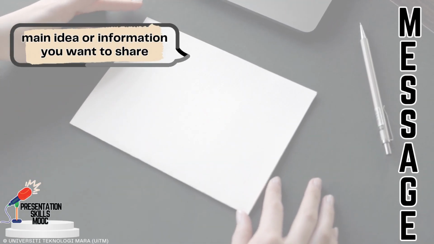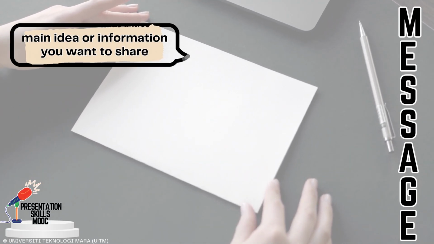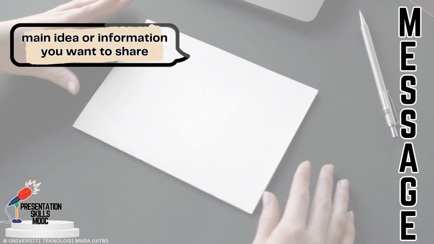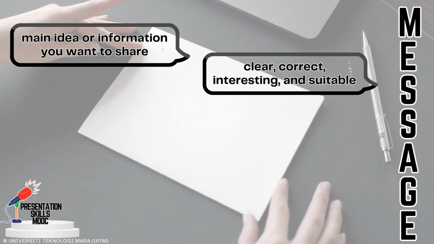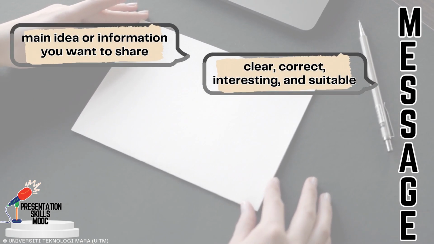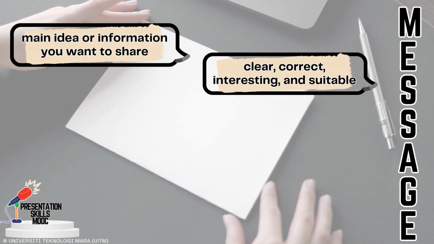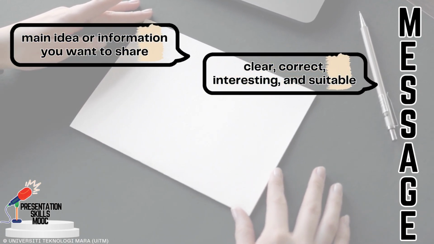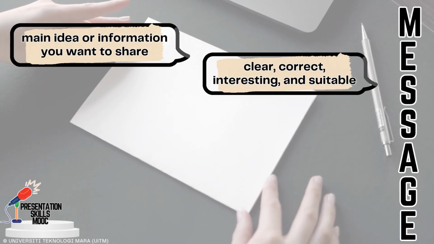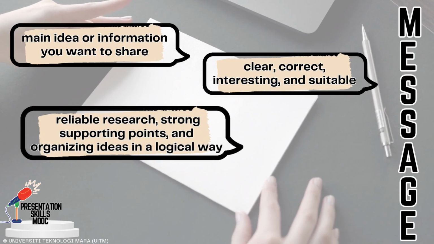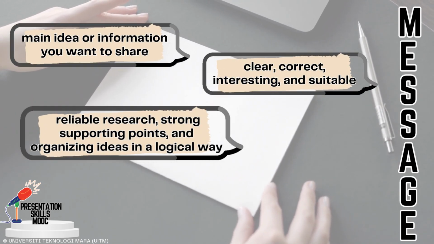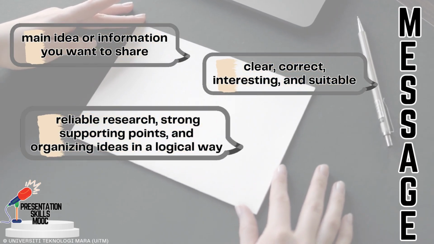Second is the message. The message is the main idea or information you want to share with your audience. A good speaker makes sure the audience clearly understands the message just as it was meant to be understood. To do this, communication must be clear, correct, interesting, and suitable for the audience. This means using reliable research, strong supportive points, and organizing ideas in a logical way.